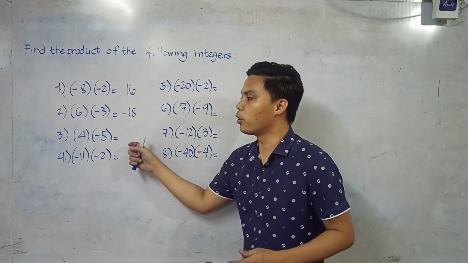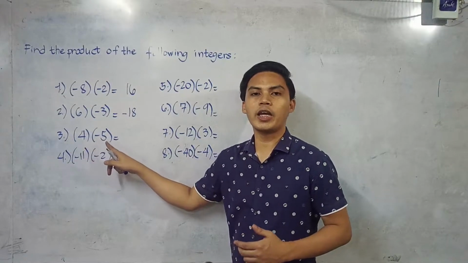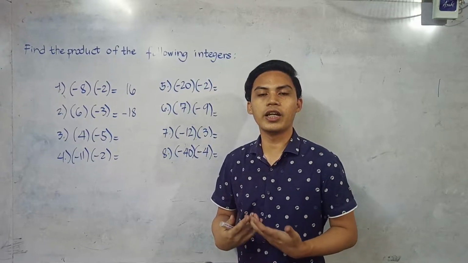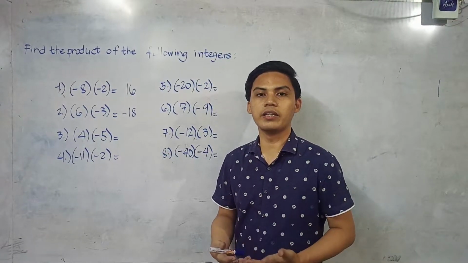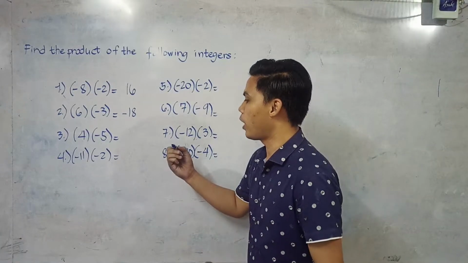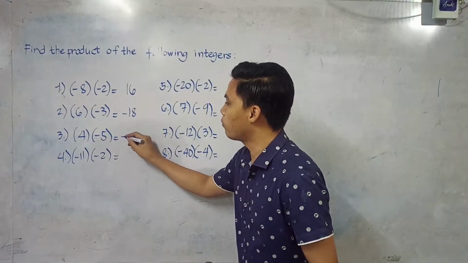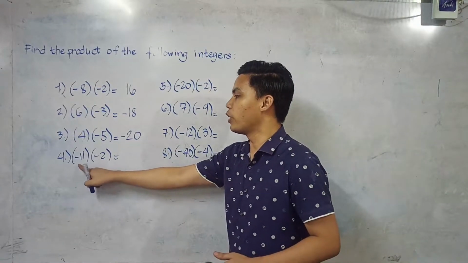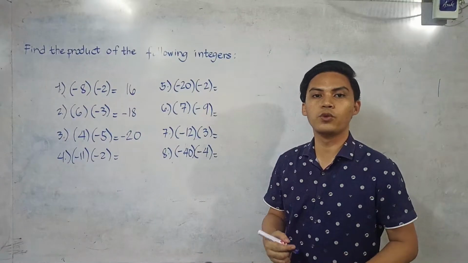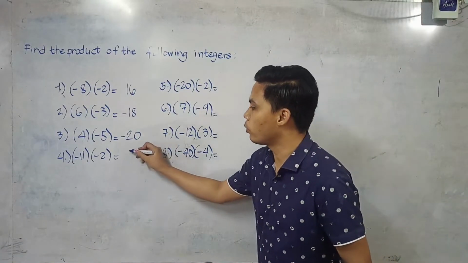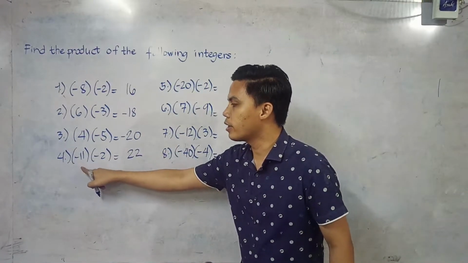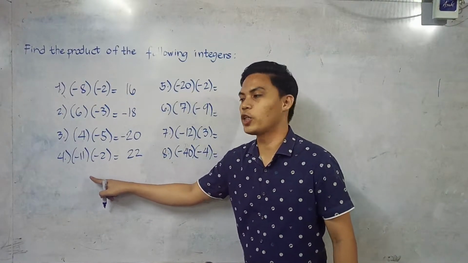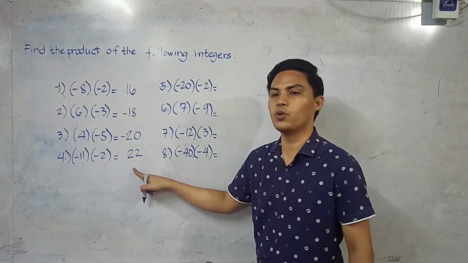Okay, let's have number 4. Positive 4 times negative 5. So since they have unlike signs, ang answer natin, yung sagot natin would be a negative integer. So 4 times 5 is 20. Unlike signs, so the final answer is negative 20. Okay? How about negative 11 times negative 2? So 11 times 2 is 22. At since they have the same signs or they have like signs, therefore ang sagot natin would be positive 22.